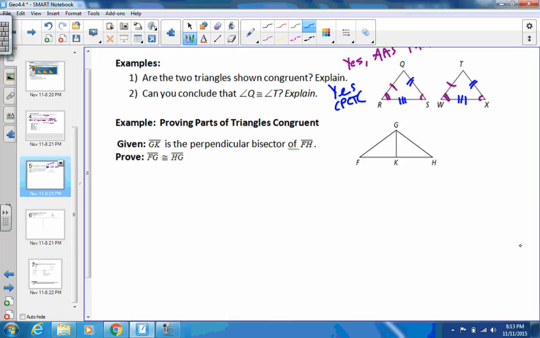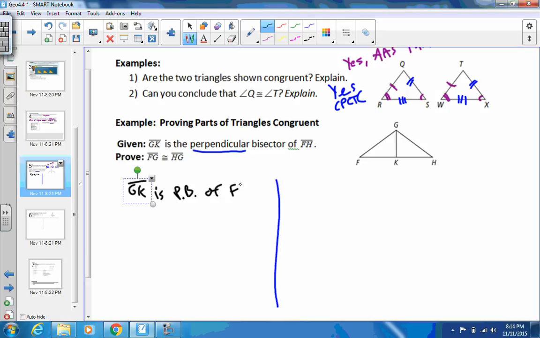All right, let's do a proof using this now. Proving parts of triangles congruent. We're given that segment GK is the perpendicular bisector of segment FH. Think about that for a second. I'm going to start writing a two-column proof here. The first step we always have is the given. So GK is, we're going to abbreviate perpendicular bisector, not peanut butter, perpendicular bisector of FH. And I could go for a PB and J right now. All right, what's your reasoning? That's because it's given. So that would be step one.